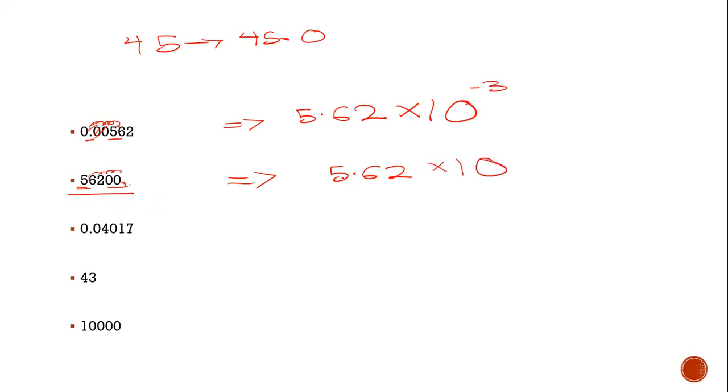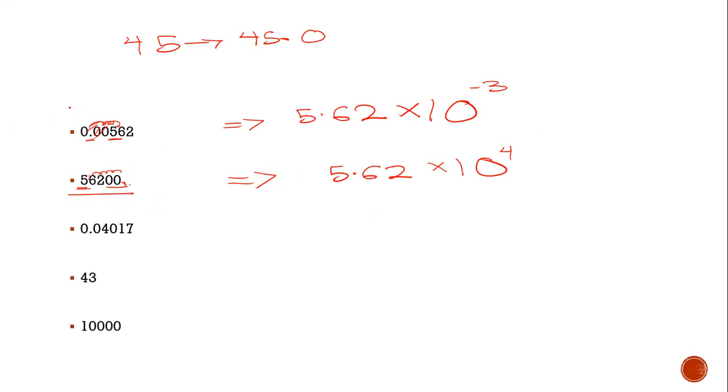And where did the decimal point come from? It came from the right. It went towards the left. So it should be 5.62 times 10 raised to the power 4, because it came from the right and went towards the left.